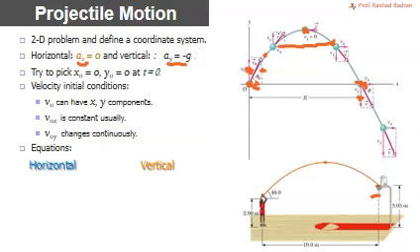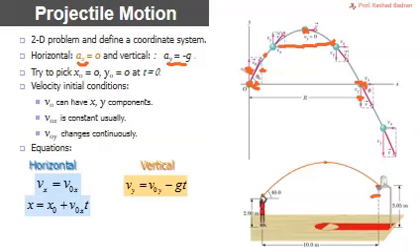The equations again for the horizontal and vertical motion: we have just two equations for the horizontal motion, and we have the whole four equations. Actually, we just posted here two of them in this slide. We have four equations.